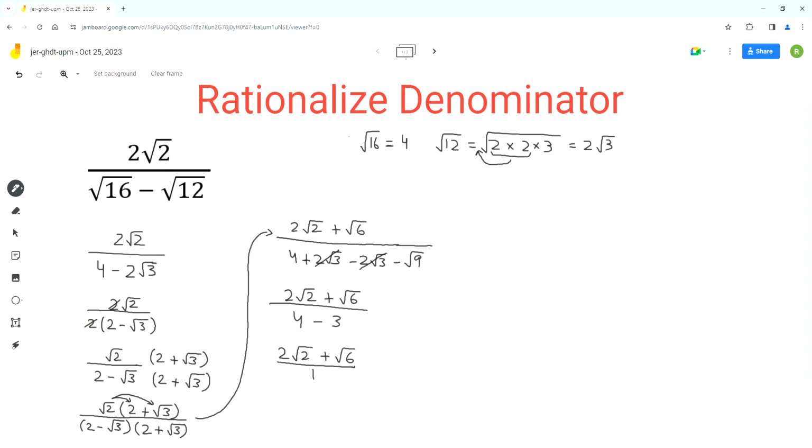Now division by 1 doesn't change anything. So our final answer will be 2 square root 2 plus square root of 6. So this should be the final answer as the rationalized form of this expression.